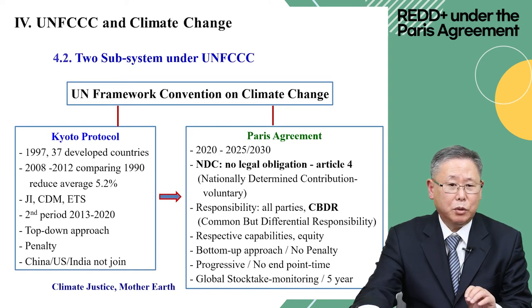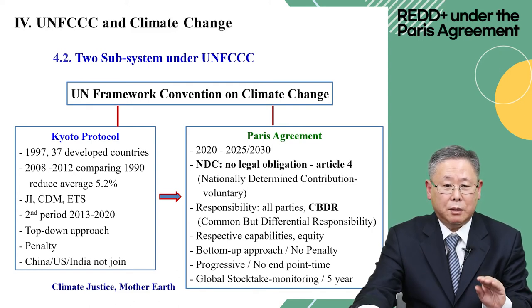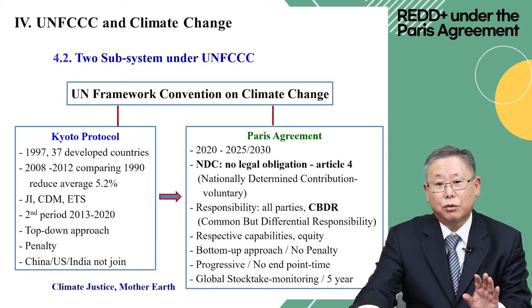And the problem, this one was a top-down approach. So some secretariat set some target and then told the participating countries, you achieve this target. If you don't achieve this target, there was a penalty. But unfortunately, China, the US, and India did not join this Kyoto Protocol.